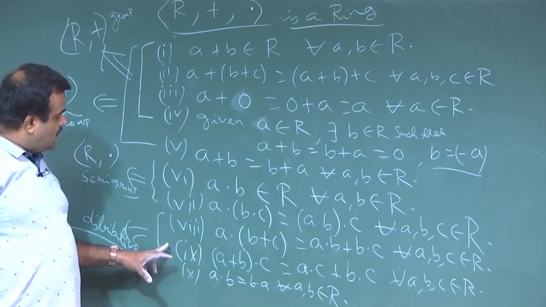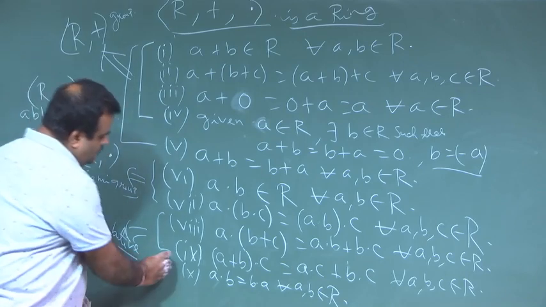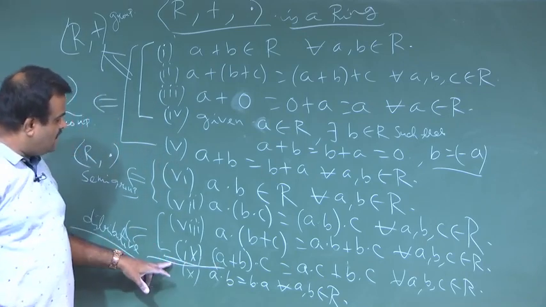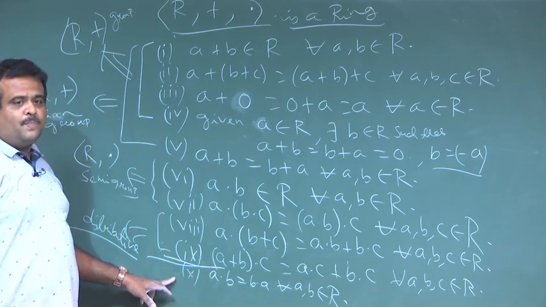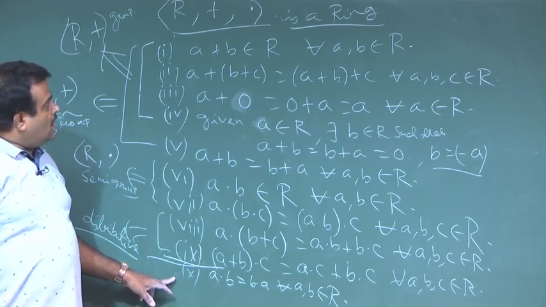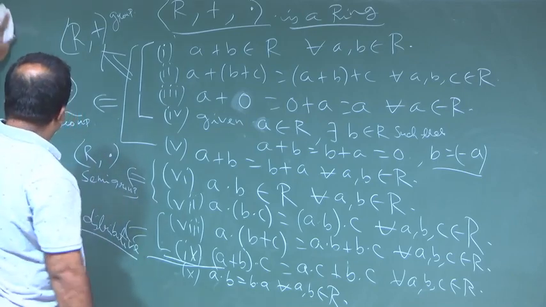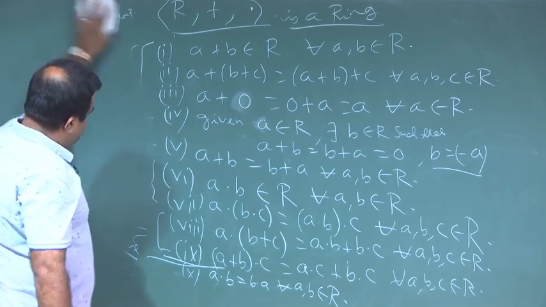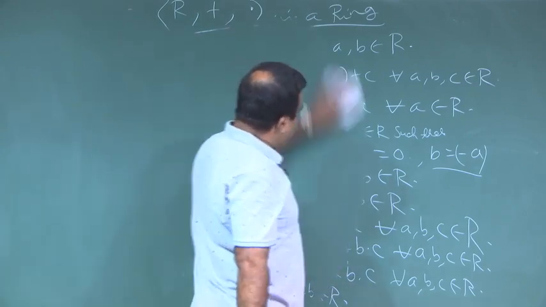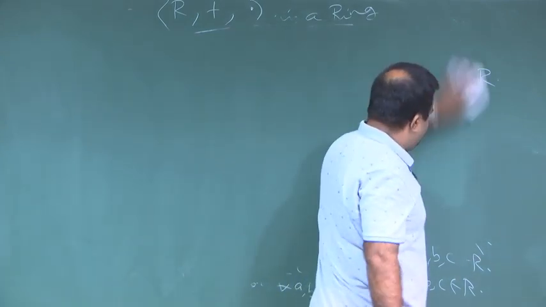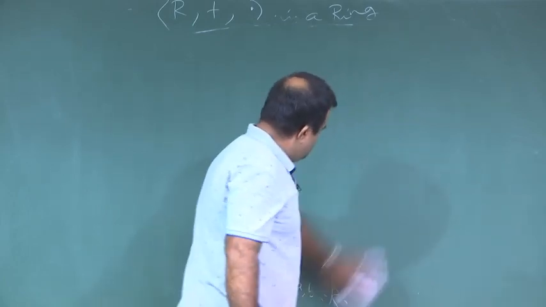So, a ring is up to this. Up to this, we have a ring. Now, along with this, if the dot is also commutative, then it is called a commutative ring. Okay. And if it is a commutative ring, then the left distributive law and right distributive law are the same. So, you have only one distributive law.